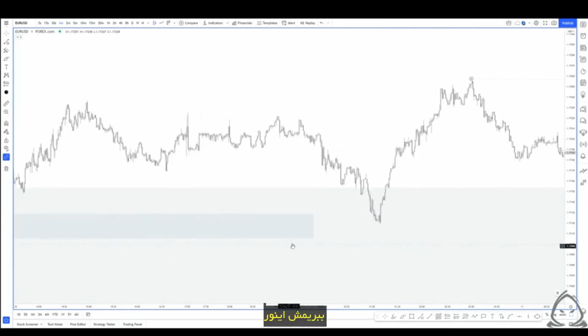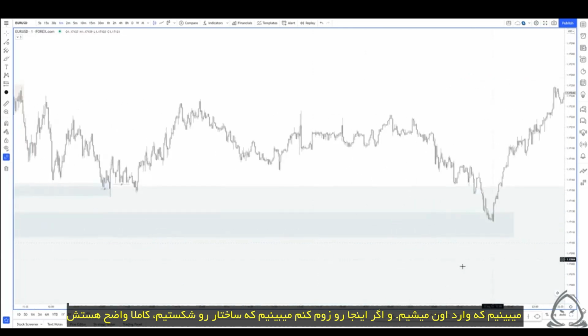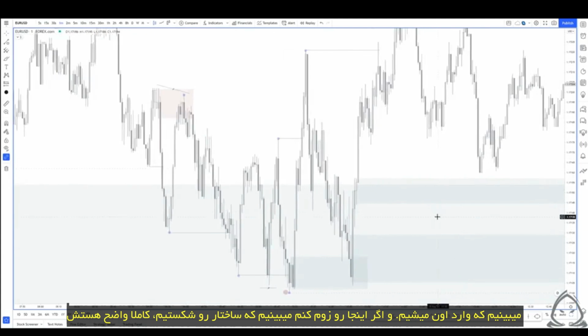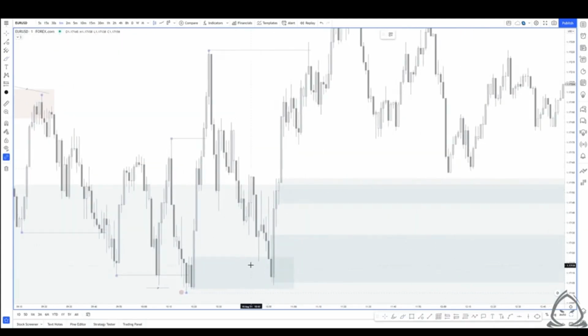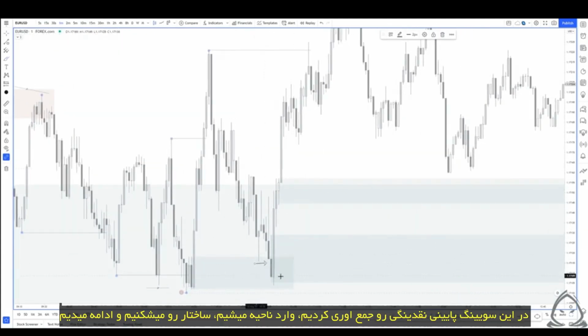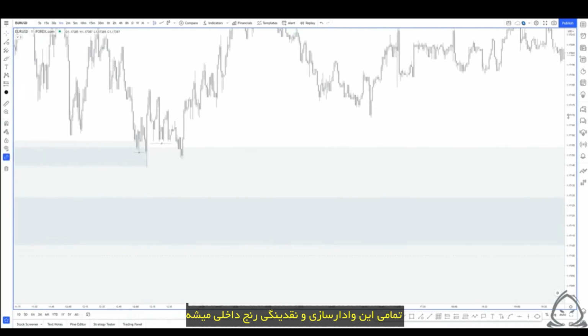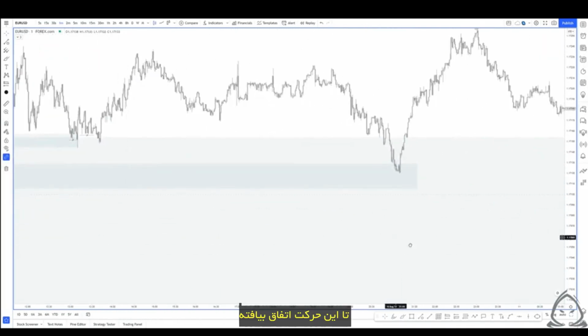Move that over, and what we can see is we tap into that. And if I just zoom in on this as well, we break structure. That's pretty evident. We take liquidity on this swing low. We tap, break structure, and then continue on. This all becomes inducement and internal range liquidity for this move to actually happen.